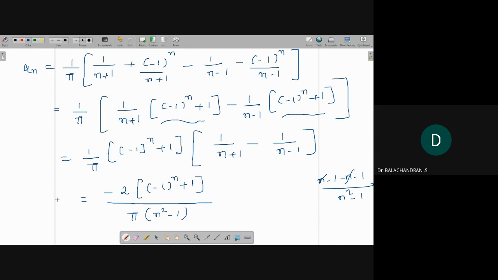Varshini, which is true for every n, please tell. Every n not equal to 1, because the denominator is n square minus 1. If you substitute n equal to 1, we have a problem. So we need to find a_1 separately, so that we will do in the next class.